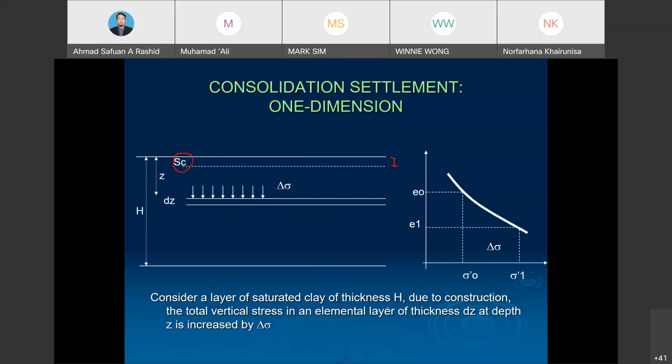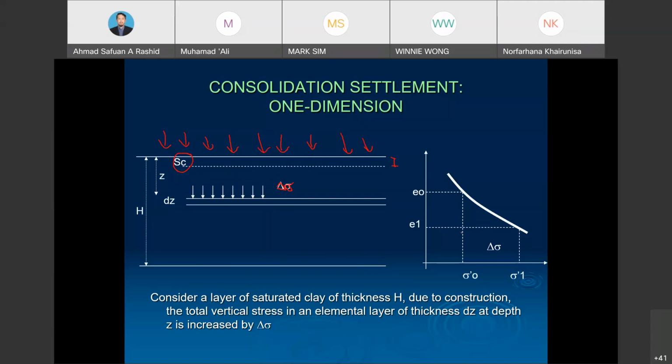Consider a layer of settled clay, H. Due to the construction, the total vertical stress in an elemental layer of thickness dz at the depth z is increased by delta sigma. This is delta sigma, which is from the loading or from any structure on top of the soil. Due to this loading, it produces a primary consolidation, which is the SC.